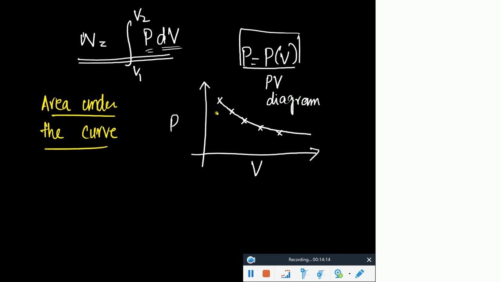So anyways, let's see that this is the area under the curve, and this area would tell me how much work has been done by the gas on the piston. So would that work be positive or negative? If the system is doing work, it should be positive. Okay, so this is quite important to understand. Then let me show you one more thing.